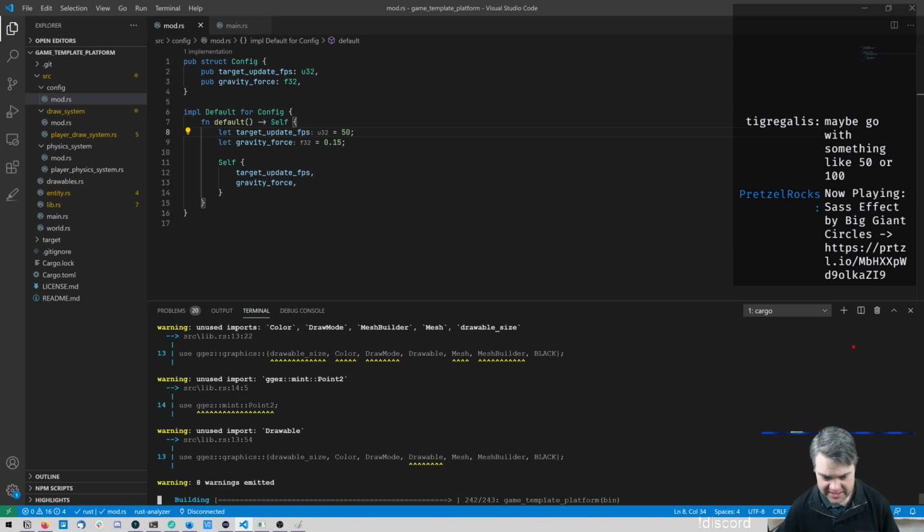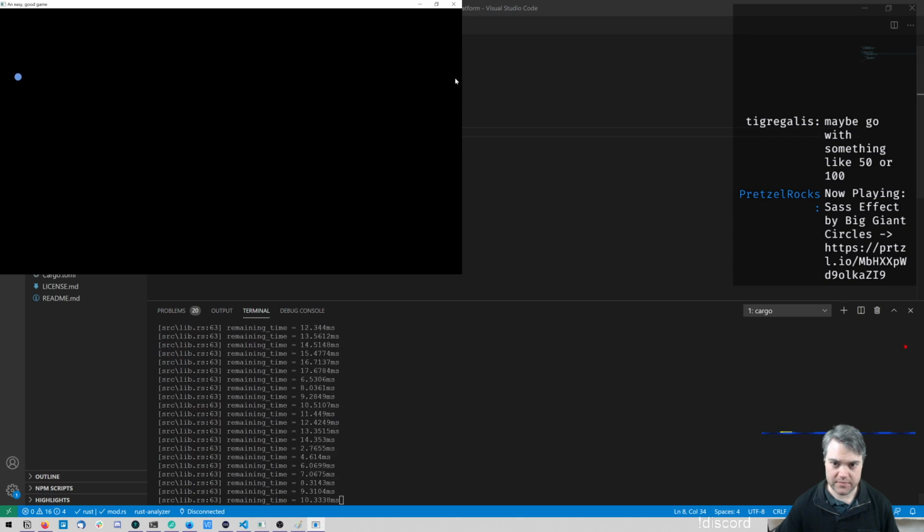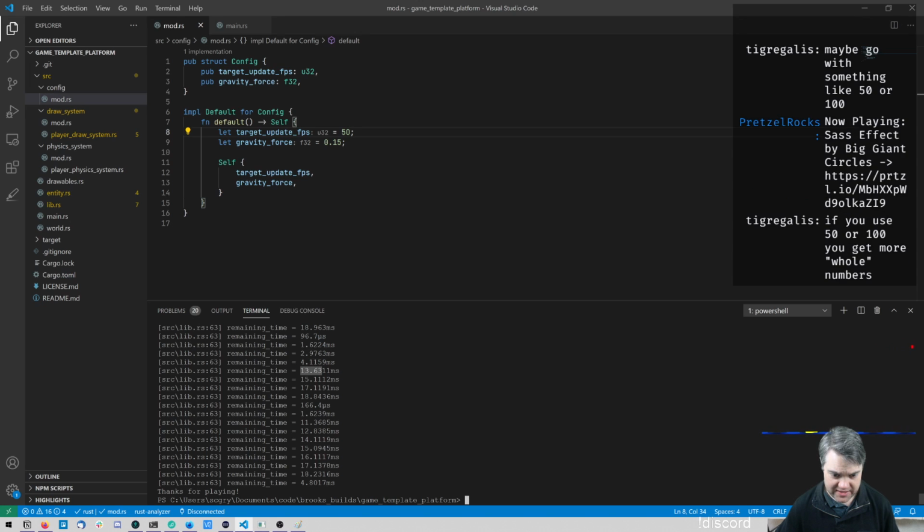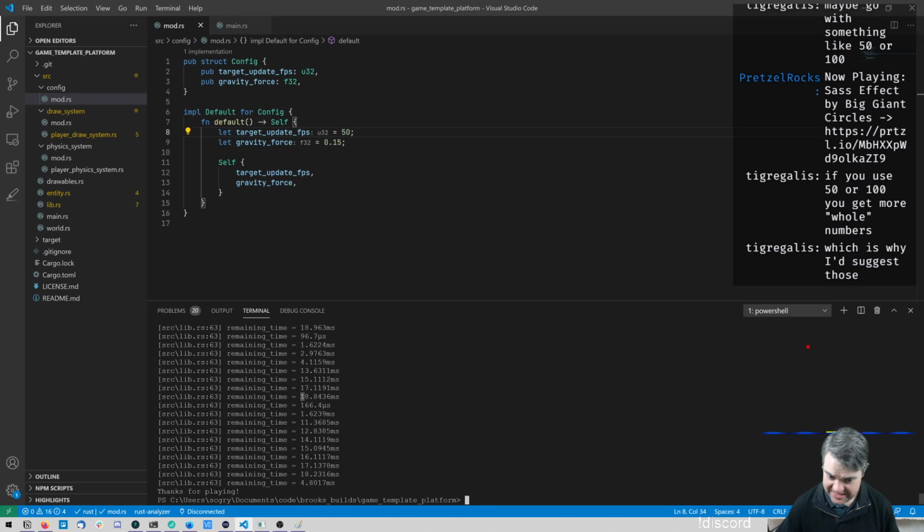And so we'll run this again. We'll take a look at what we got. So let's see, 96 microseconds, 1.6, 2, about 3 almost. So 4.1, 13, 15, 17, 18, and then back to microseconds. If you use 50 or 100, you get more whole numbers. Ooh, that's nice. Okay, so that explains why some people use 50.